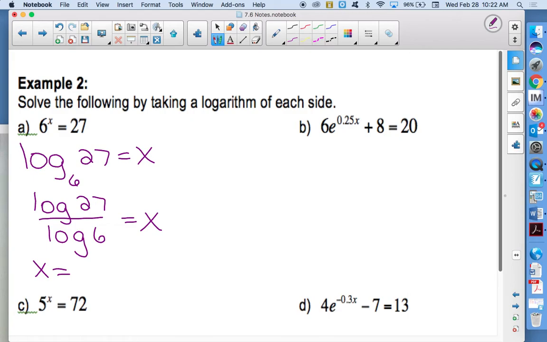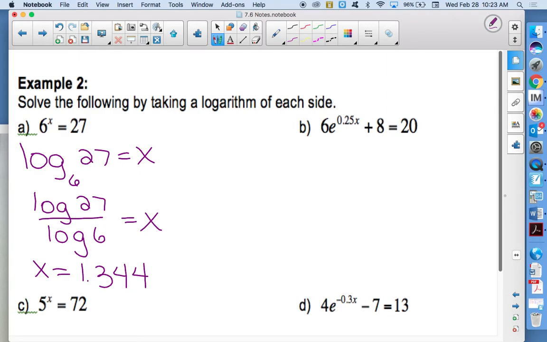Ethan, do you have an answer? How about 3 decimal places? 1.34. One more? 1.344. So we knew it had to be between 1 and 2 because 6 to the first is just 6. 6 squared is 36. So 6 to the 1.344 would be approximately.